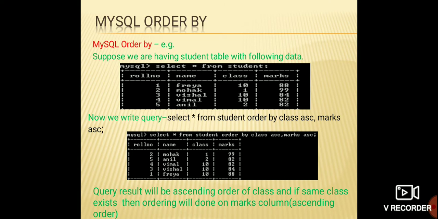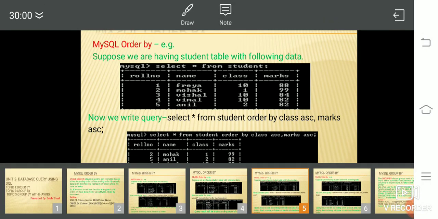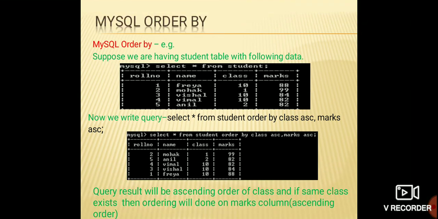So there are different parameters being used. What you will do, I have made the query as marks in ascending order. So it will display first 82 mark, then it will display what? 84 mark, then it will display what? 88 mark. Okay, like the output you can see here.